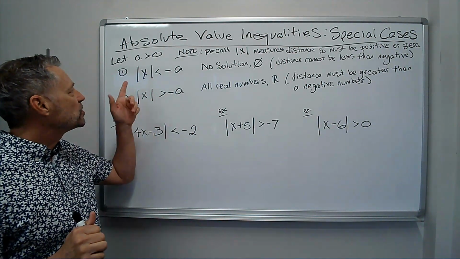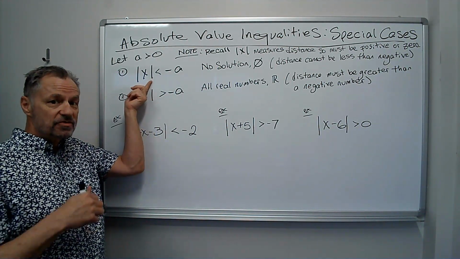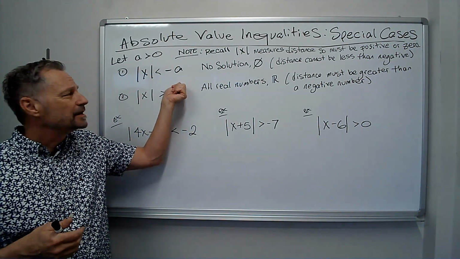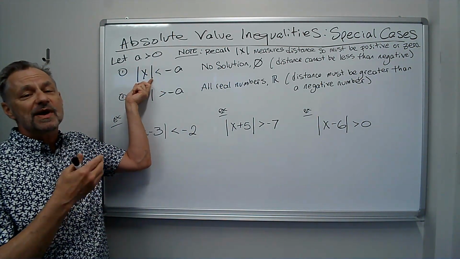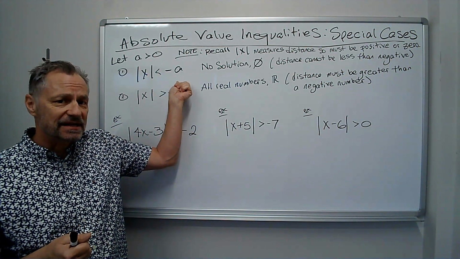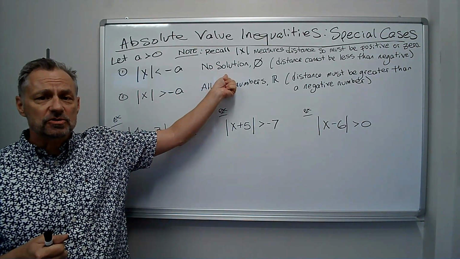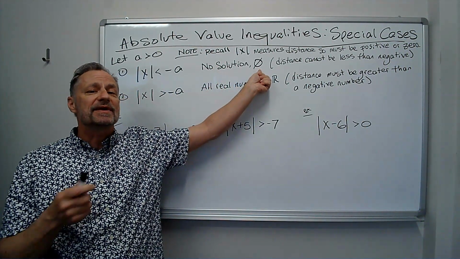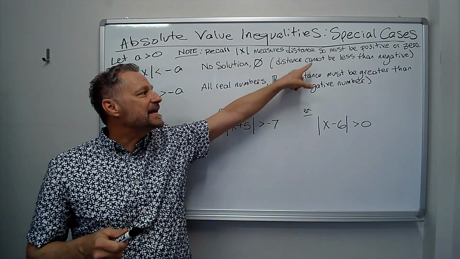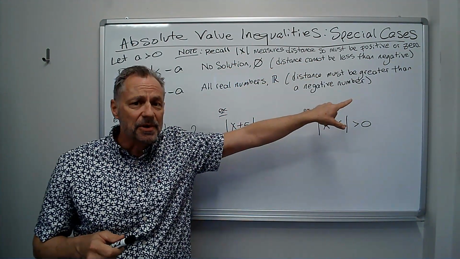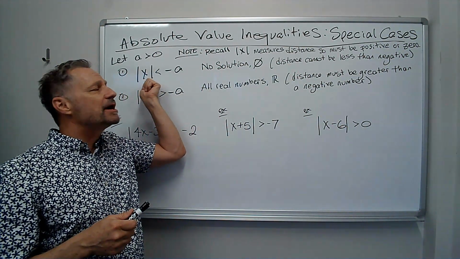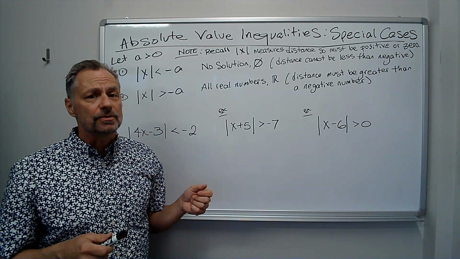Okay, so if we have the absolute value of x, the distance from some point, less than some negative number, well, whatever comes out of the absolute value has to be positive or 0. None of those numbers are less than a negative number. So in this case, there's no solution. We may write it as the empty set or the null set, but because the distance cannot be less than a negative number, there's no answer. There's no number I can put in for x that's going to make this true.